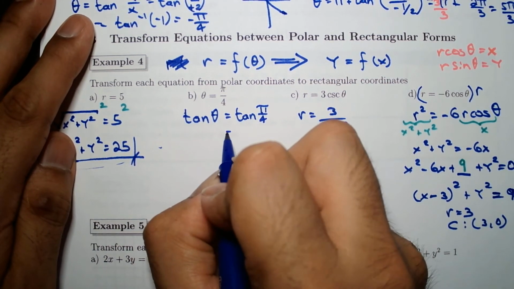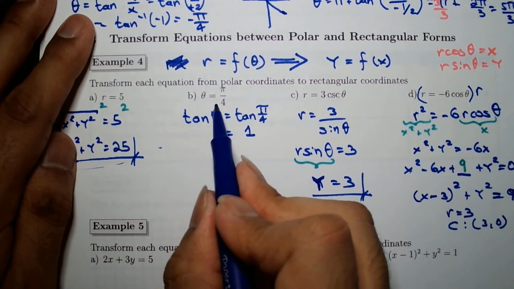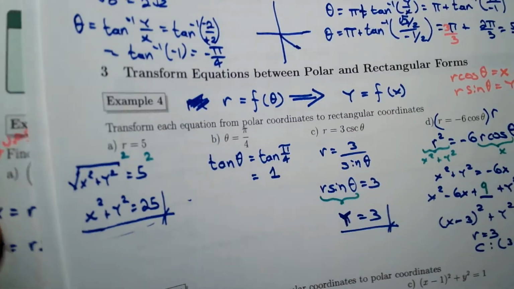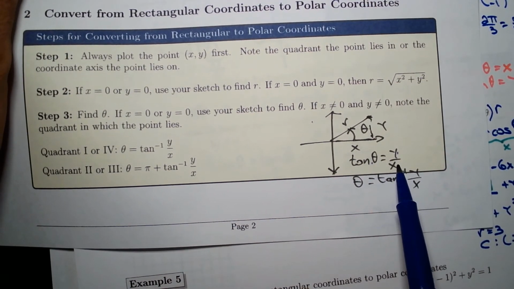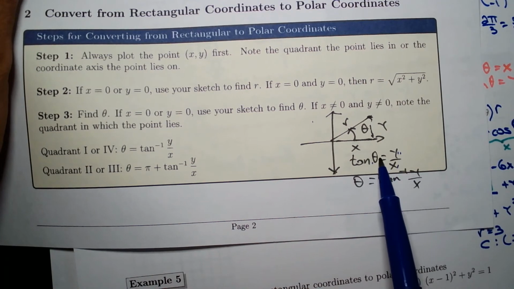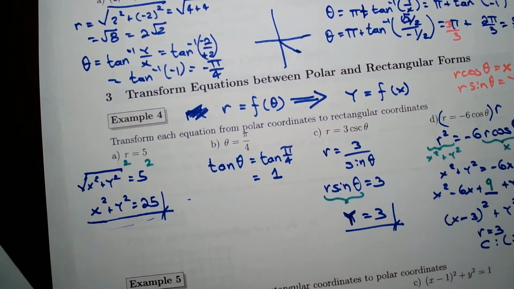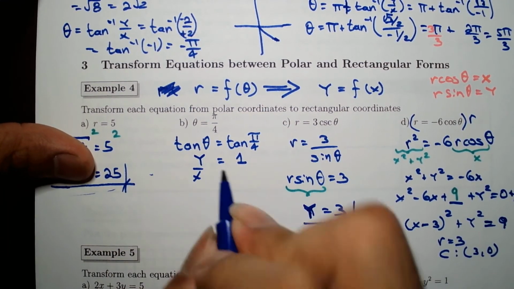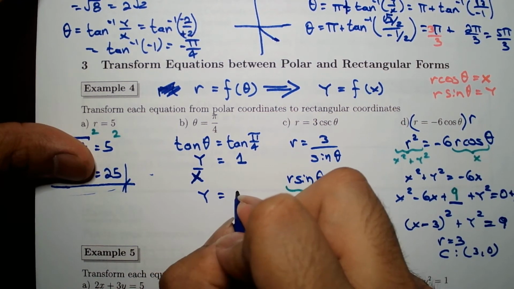Tangent theta. Well, tangent of pi over 4 is 1. But in terms of the angle, tangent theta, if we go back up to the previous page, what is tangent theta? y over x. So this is the trick to turn a theta into y over x. All right? So let's see. Tangent theta equals y over x, and multiply both sides by x, y equals x.